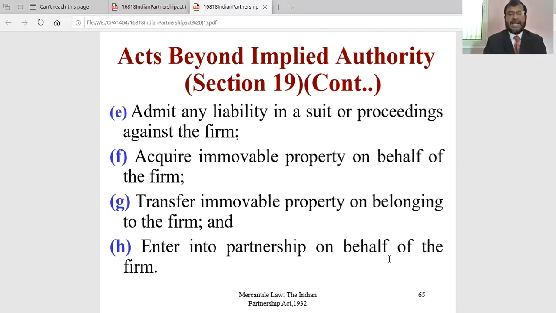Okay, it is clear. Transfer immovable property belonging to the firm. Enter into partnership on behalf of the firm. These are all not allowed without discussing with the other partners.